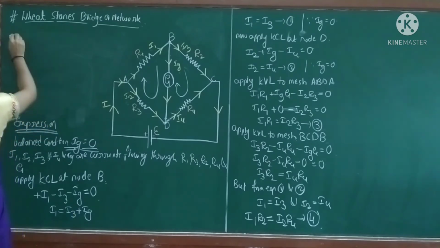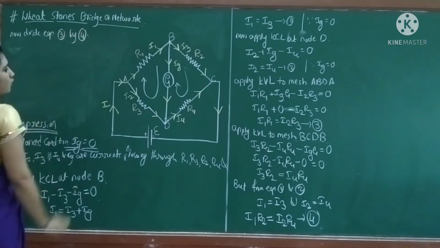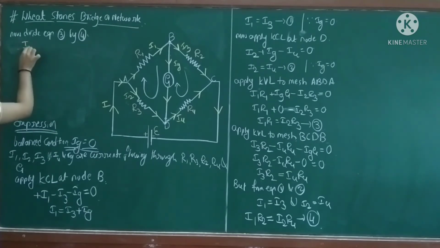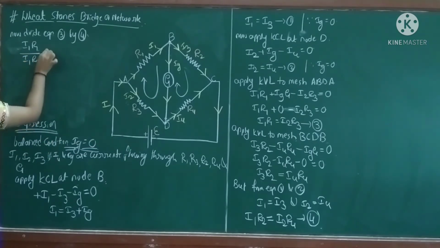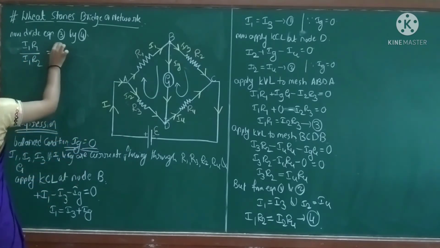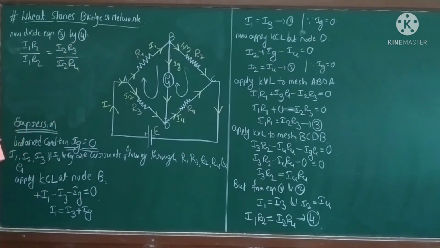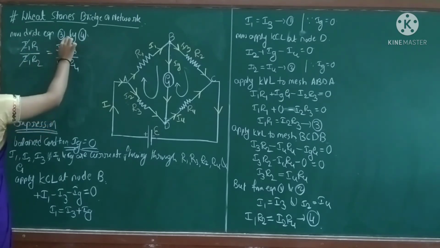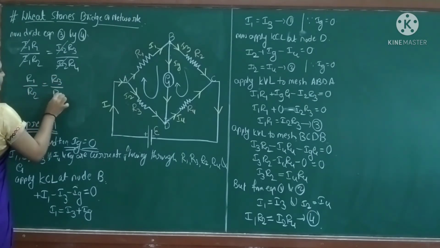Now divide equation 3 by 4. See what equation 3 is: I1 R1 divided by I1 R2 is equal to I2 R3 divided by I2 R4. Is it correct? Divide equation 3 by 4. So here I1 will get cancelled, I2 will get cancelled. So what remains? R1 by R2 is equal to R3 by R4.